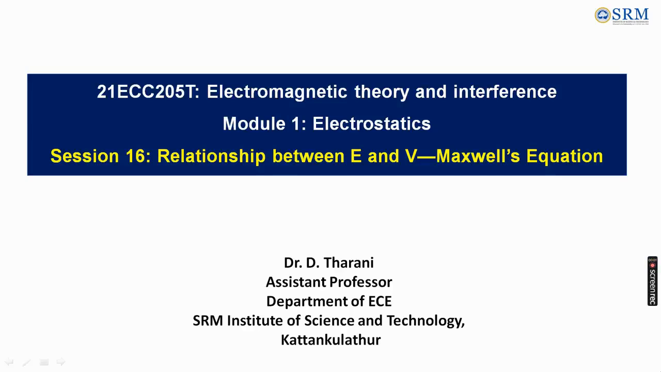Hello everyone, welcome to the 16th session of Electromagnetic Theory and Interference course. We are studying electrostatics in this particular module. We are going to see the relationship between the electric field intensity and electric potential, through which we will obtain the Maxwell second equation, and we will solve a problem based on this concept.